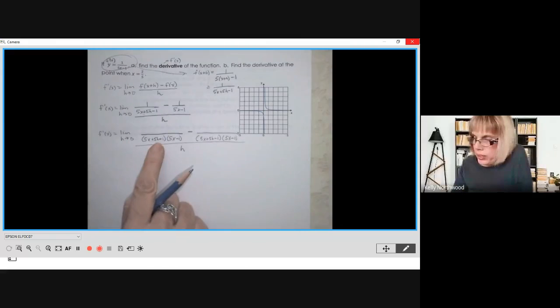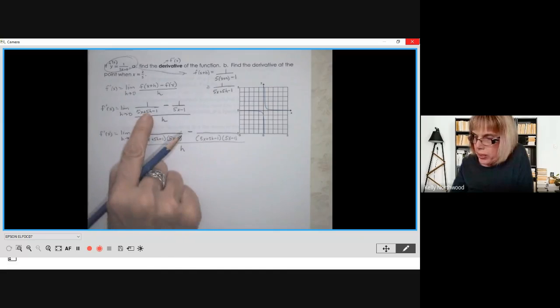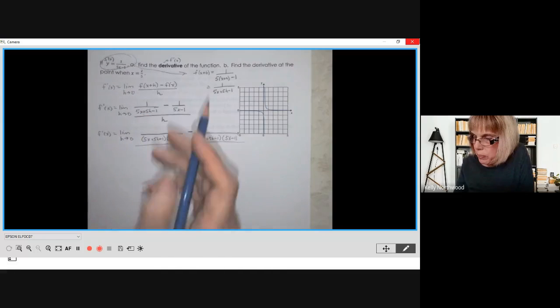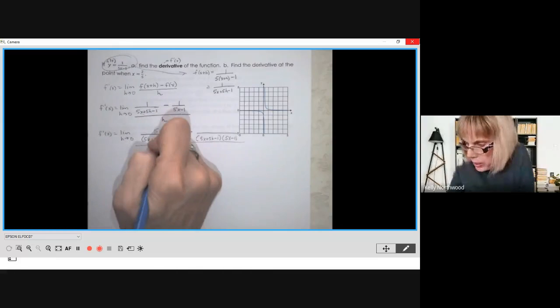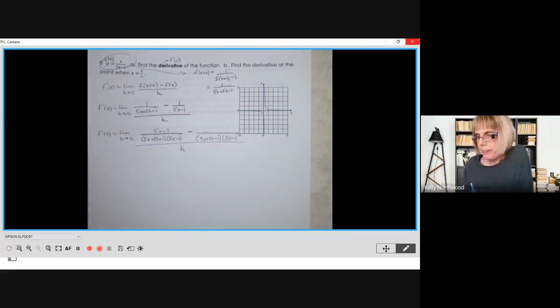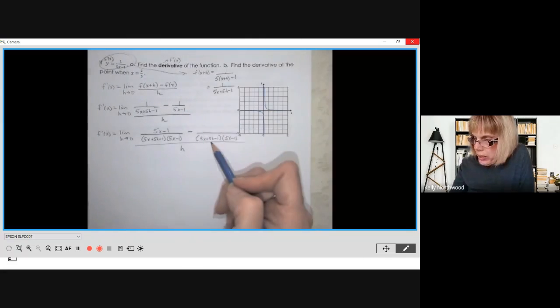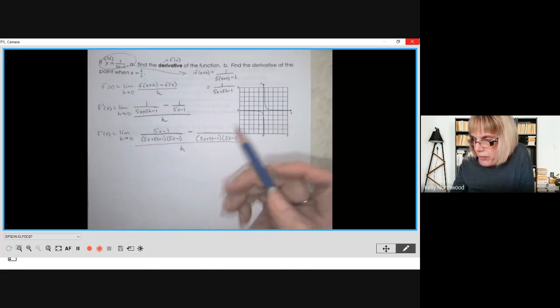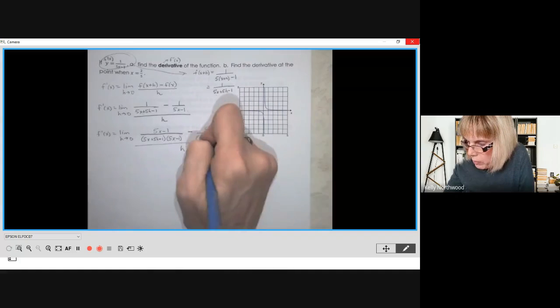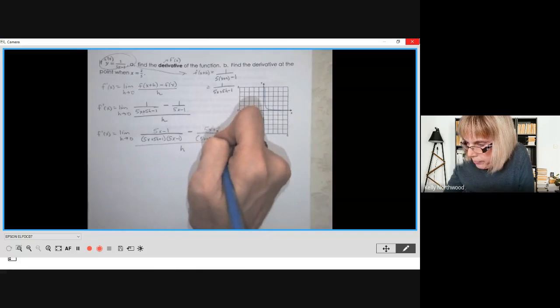And then my numerators have to be adjusted. So in this case, I had to multiply the bottom by 5x minus 1. So I have to multiply the top by 5x minus 1. And in the second case, I had to multiply the denominator by 5x plus 5h minus 1. So I have to multiply the top by the same thing.